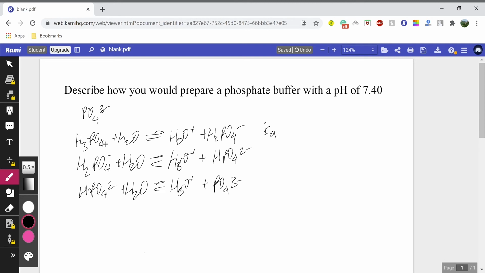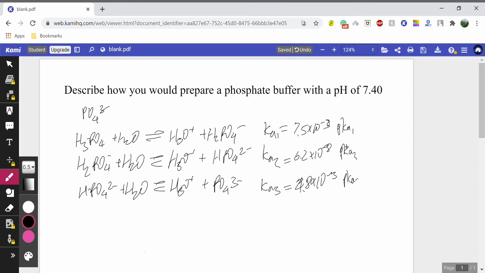So Ka1, Ka2, Ka3. Ka1 we're given as 7.5 times 10 to the negative third. Ka2 we're given as 6.2 times 10 to the negative eighth. And Ka3 we're given as 4.8 times 10 to the negative 13th. Now to know which one we have to use, we're going to use pKa, which is negative log of all the Kas. So let's quickly find the pKa1, pKa2, and pKa3.